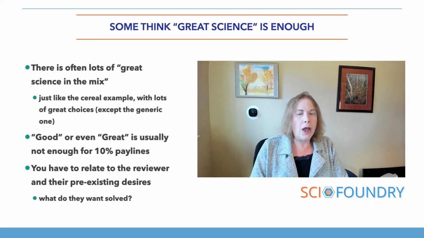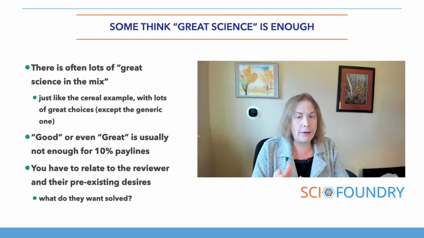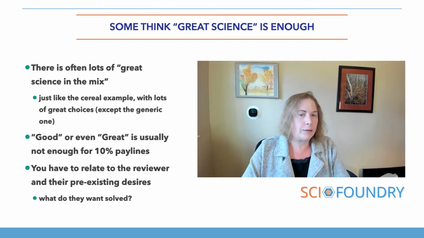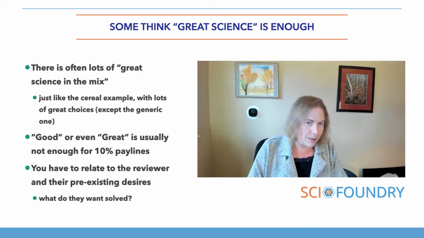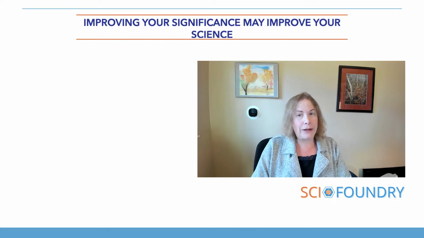So you have to relate to the reviewer and their pre-existing desires. This is so key. What things do they already want solved? What problems are they thinking about? And you have to come in with a solution, with a way of at least moving forward on solving those problems. So improving your significance section may actually improve your science.